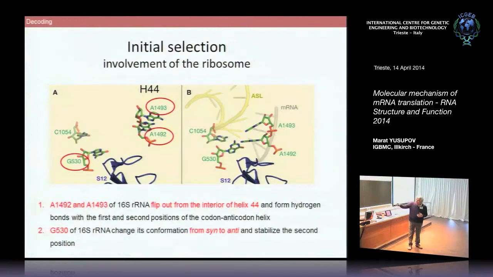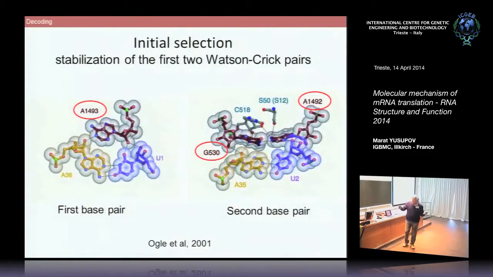Without tRNA, these two nucleotides are inside helix 44, but in the presence of ligand, they flip out from helix 44 and have another orientation. Like that, they are involved in stabilization of the codon-anticodon duplex. I will show you how. This is also data from Venki Ramakrishnan's laboratory. Now it's classical that adenosine 1493 stabilizes the first base pair in the codon-anticodon duplex, and adenosine 1492 and guanosine 530 stabilize the second base pair.